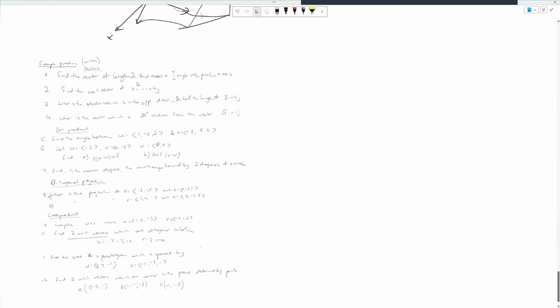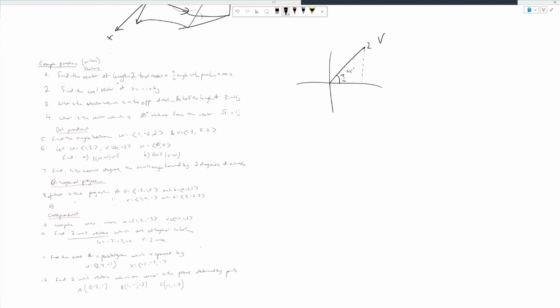A lot of these are just reinforcing what we've learned. For example, the first one: find a vector of length 2 that makes a 45-degree angle with the positive x-axis. What I would recommend is just drawing something like this, which makes a 45-degree angle. So this is pi on 4, and this is length 2. Give me what the vector is.